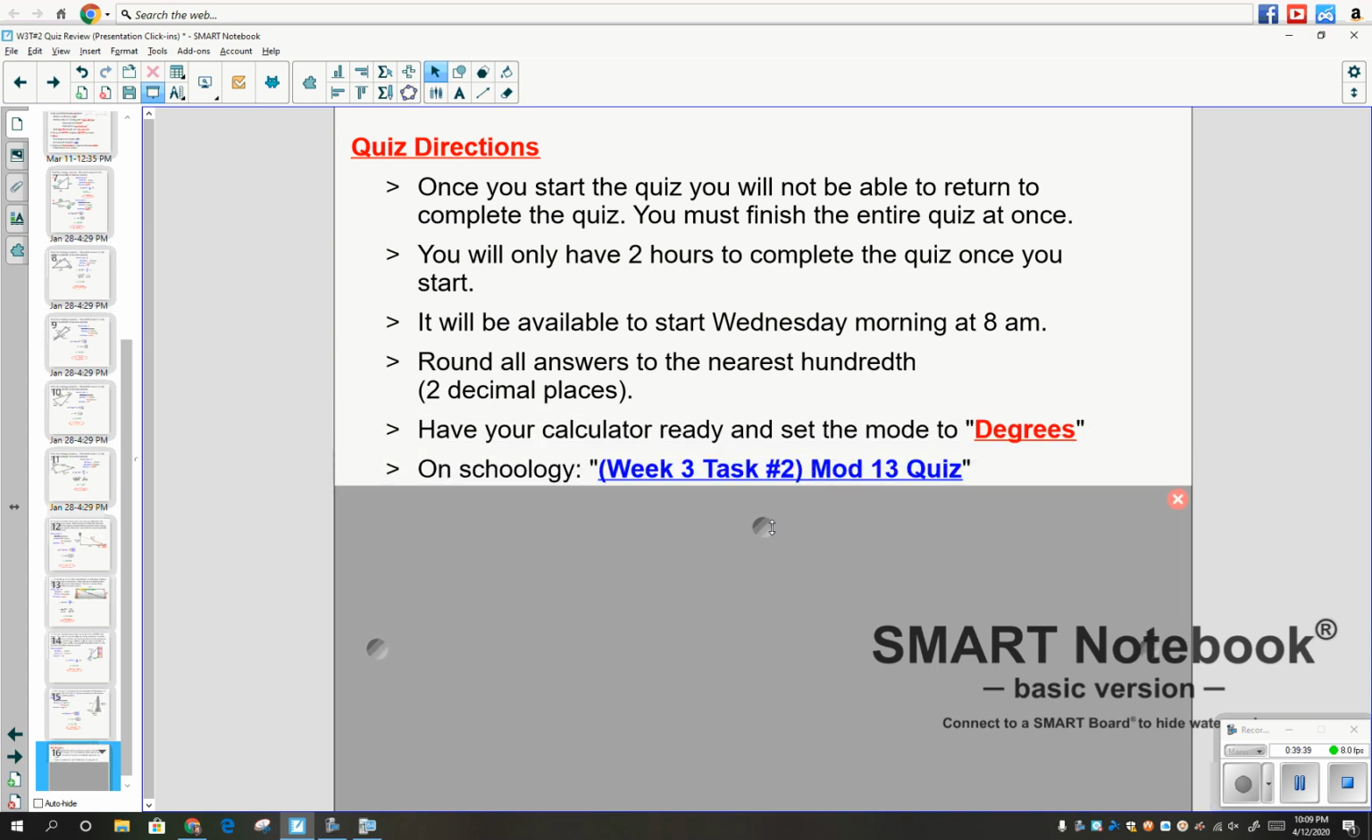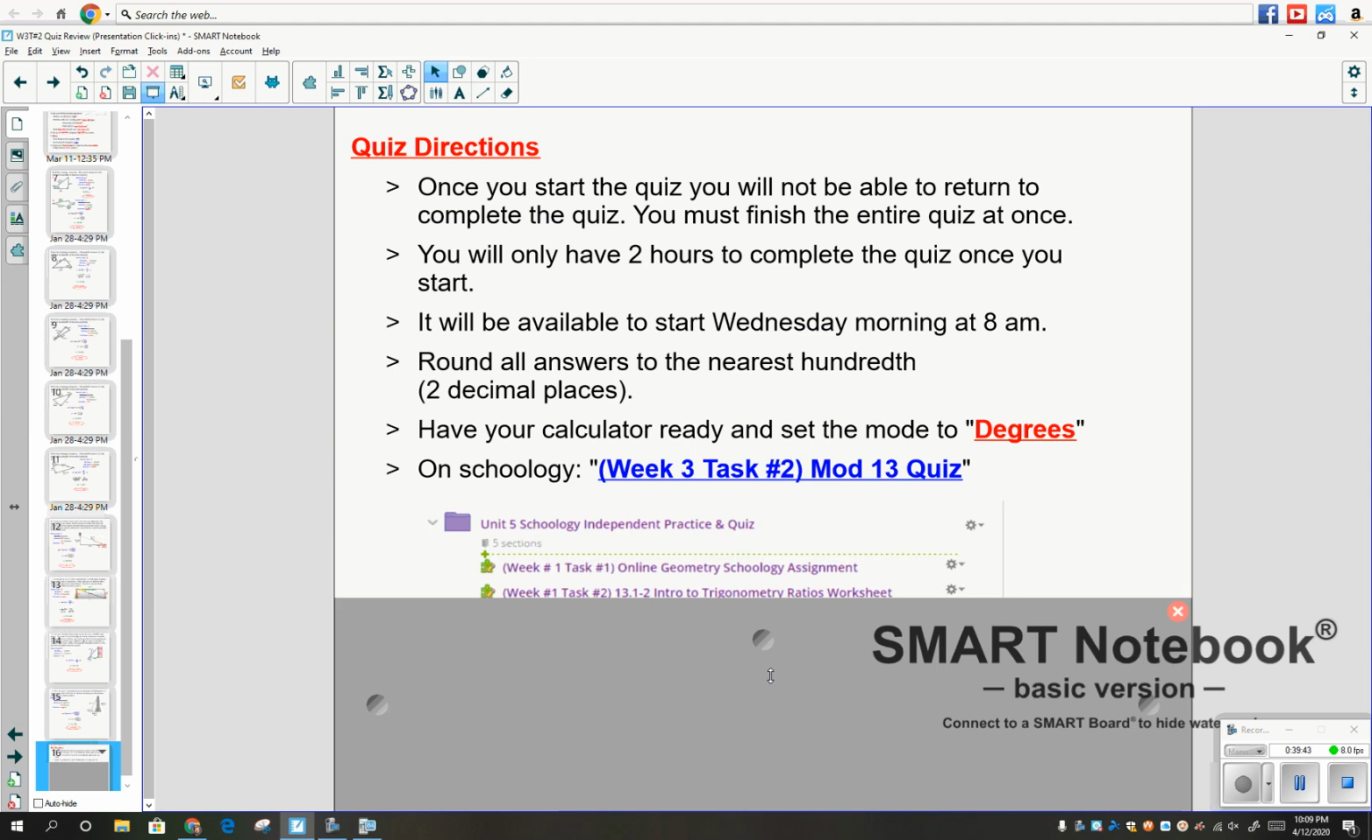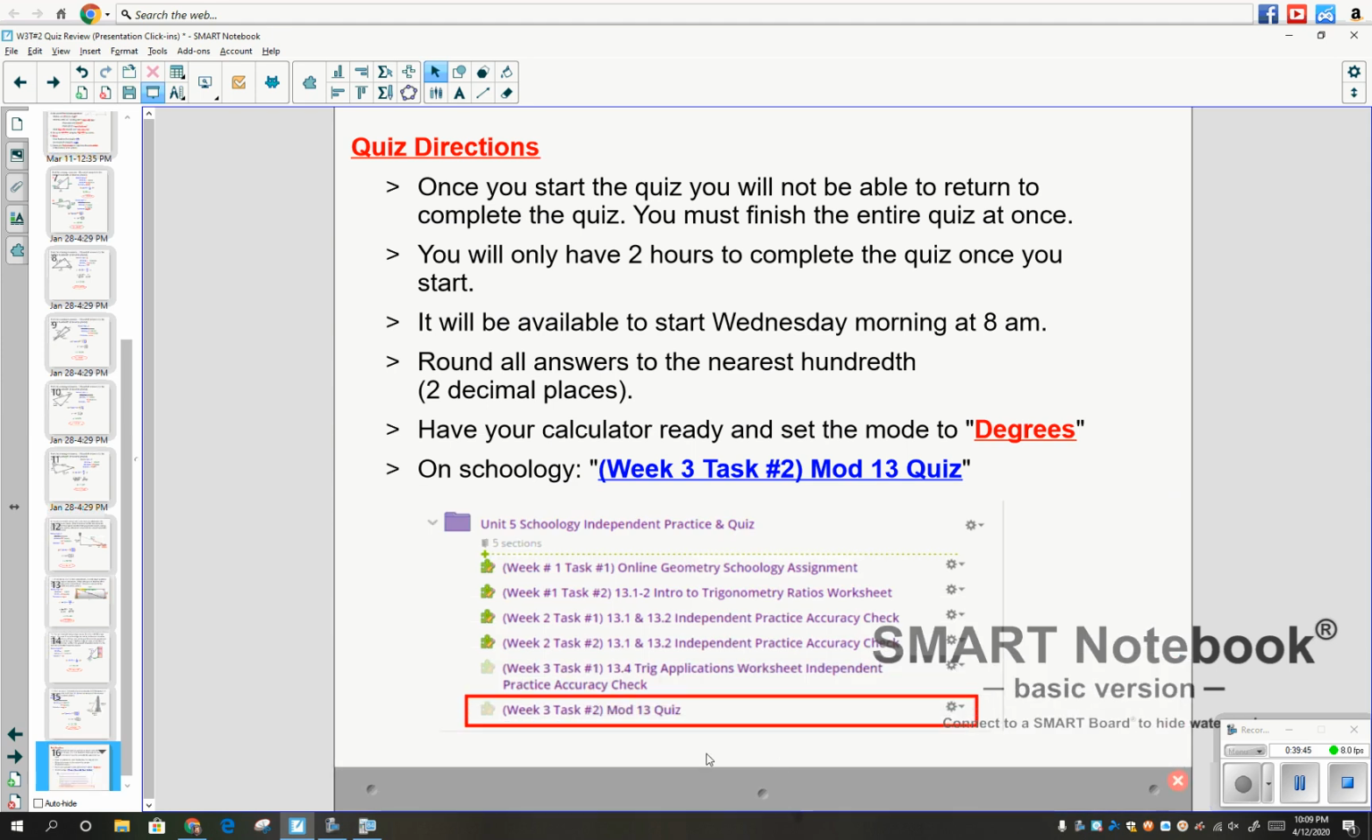Have your calculator ready and set to degrees. And on Schoology, it is the week 3 test number 2. It's called Mod 13 Quiz. It is in the folder with all the other regular independent practice. Okay? It's in the same folder as the independent practice. So it's just like doing an independent practice. The only difference is we're calling it a quiz. So the accuracy score will be reflected a little bit more.